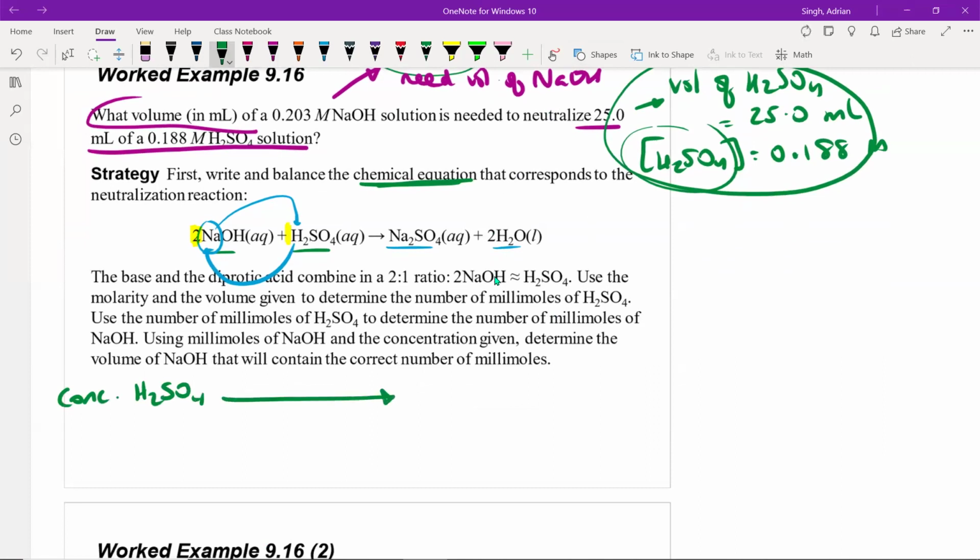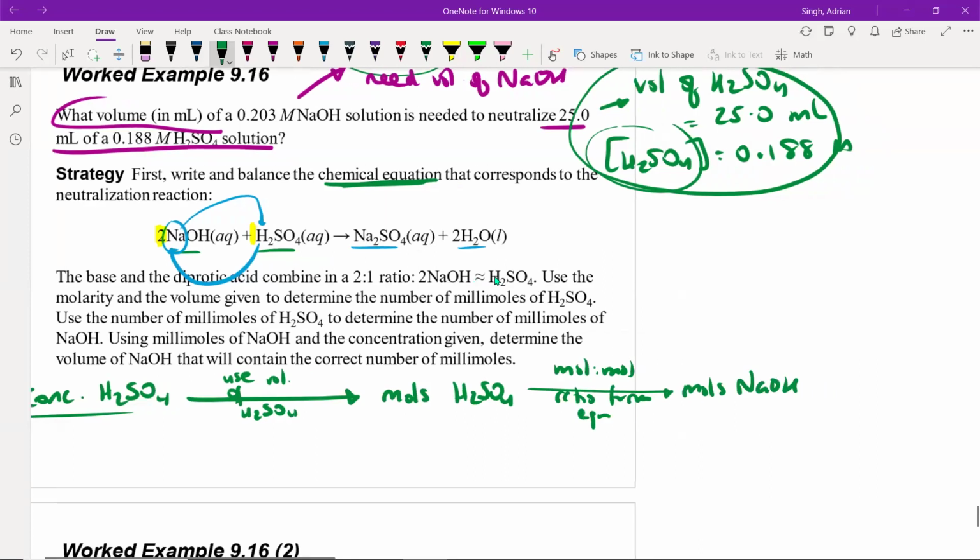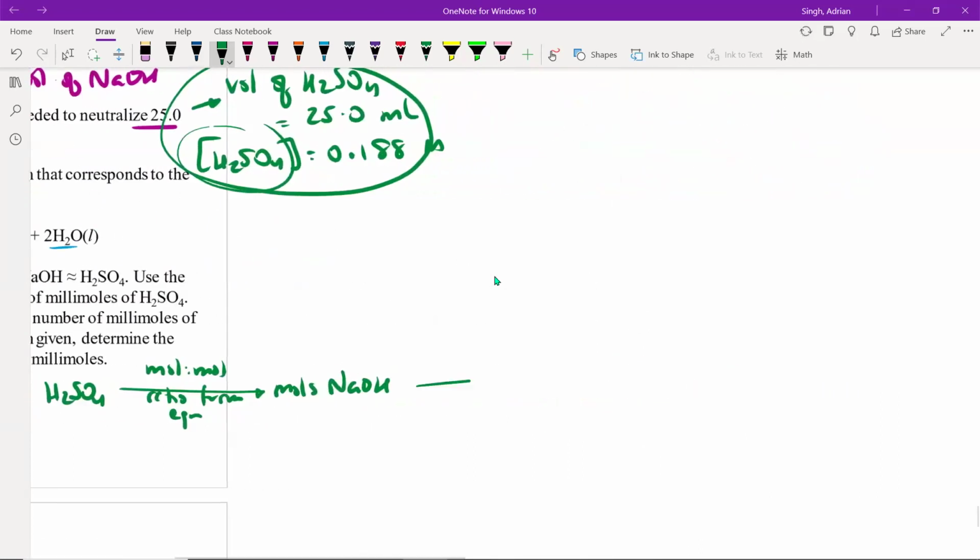So what we can do is start off with the volume and the concentration of H2SO4. We can convert that to moles of H2SO4. How are we going to do that? We're going to use the volume and concentration of H2SO4, because we're given both of these. Once we get to moles of sulfuric acid, we can then convert that to moles of NaOH, because we know what the mole-to-mole ratio is from the balanced equation. And once we get to moles of sodium hydroxide, we can then convert that to volume, because we're given the concentration of NaOH.